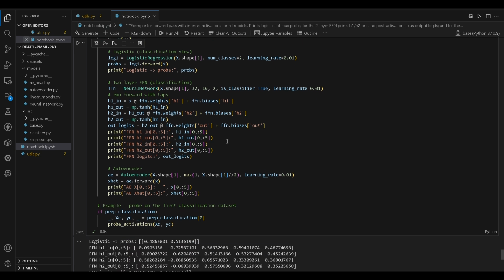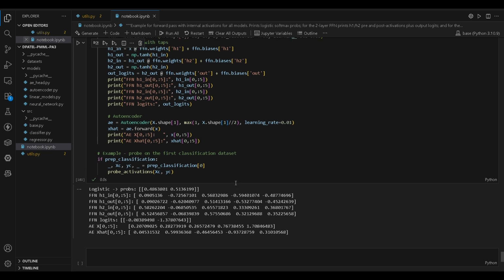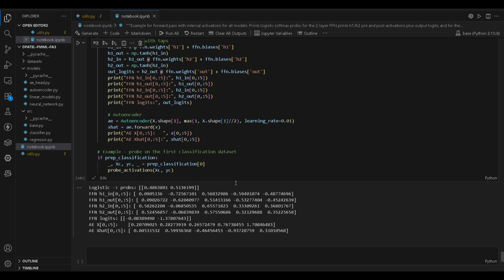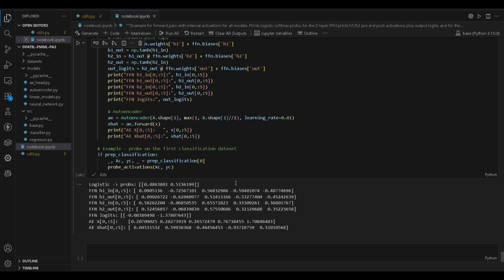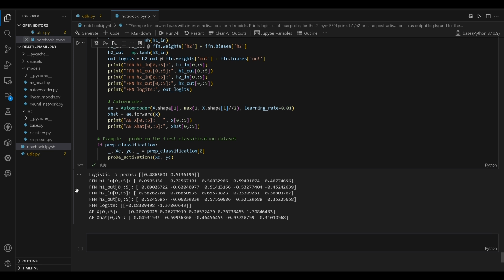Now let's look inside each network to verify the forward propagation. For the logistic model, we compute raw logits and convert them to probabilities using softmax. In the feed-forward network, we print the first and second layer activations, both the raw inputs and the tanh transformed outputs, followed by the final logits. This confirms each layer correctly passes information forward. For the autoencoder, we feed a single example and compare its first five input features to the reconstructed output. The close match shows the encoding and decoding work as intended, as we can see.